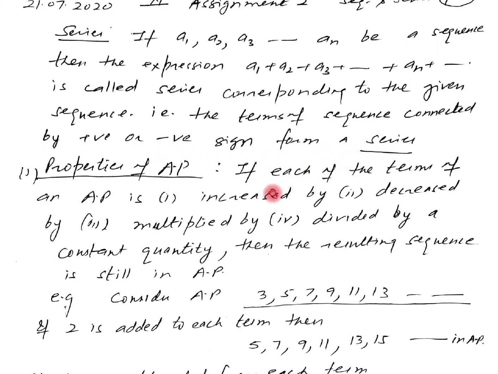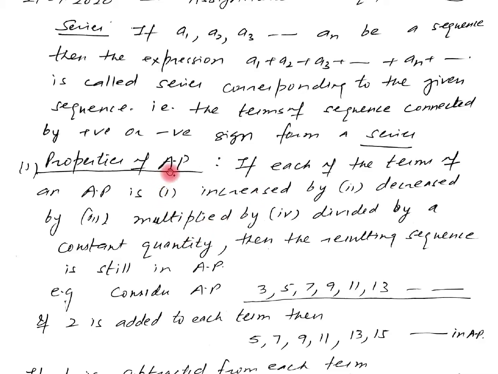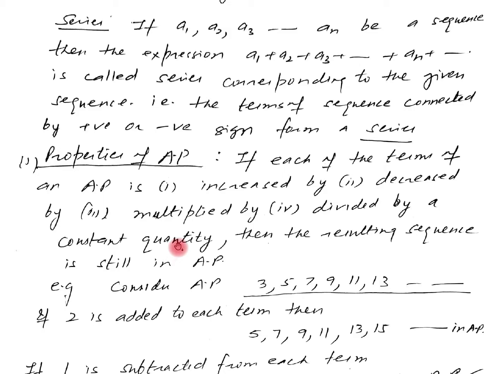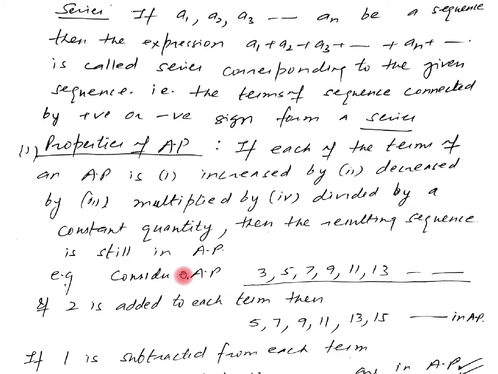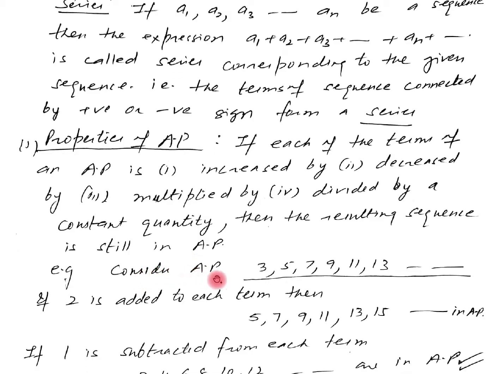Now let us see some more properties of arithmetic progression. If each of the terms of an AP is increased by, decreased by, multiplied by or divided by a constant quantity, then the resulting sequence is still in AP. Let us understand with the help of an example. I have considered this AP: 3, 5, 7, 9, 11, 13. Now this is an AP as the difference between the consecutive terms is the same.